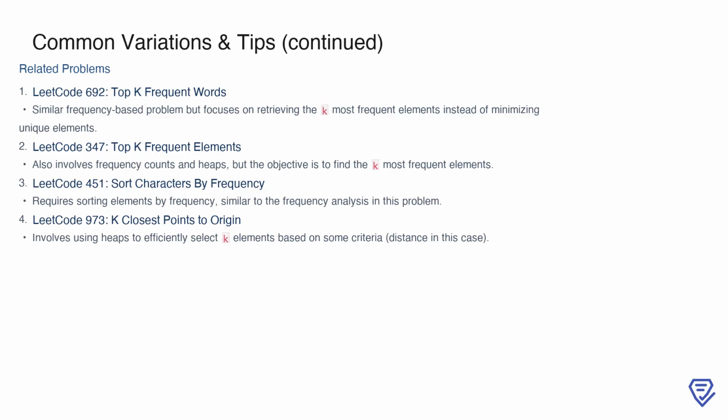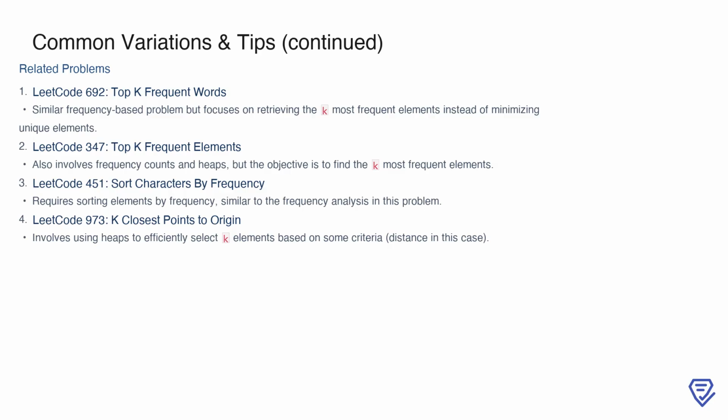This problem is closely related to several others that also employ frequency-based analysis and heap data structures. For example, LeetCode 692, top k frequent words, focuses on retrieving the k most frequent elements rather than minimizing unique integers. Similarly, LeetCode 347, top k frequent elements, deals with finding the k most frequent elements while using similar techniques like frequency maps and heaps. Another related problem is LeetCode 451, sort characters by frequency, where the goal is to sort elements based on their frequency, aligning with the frequency analysis required here.